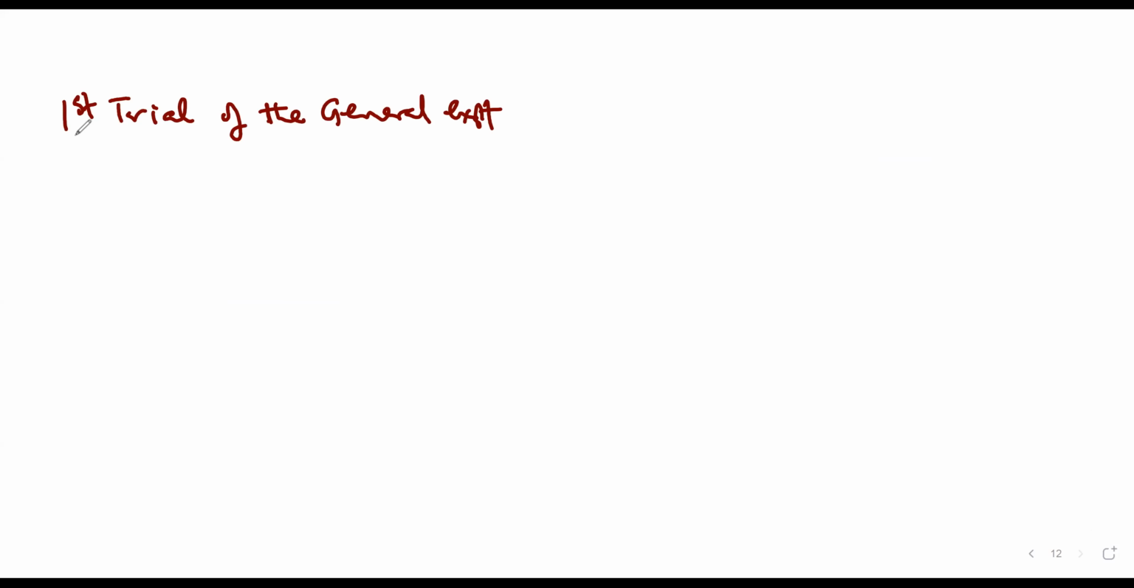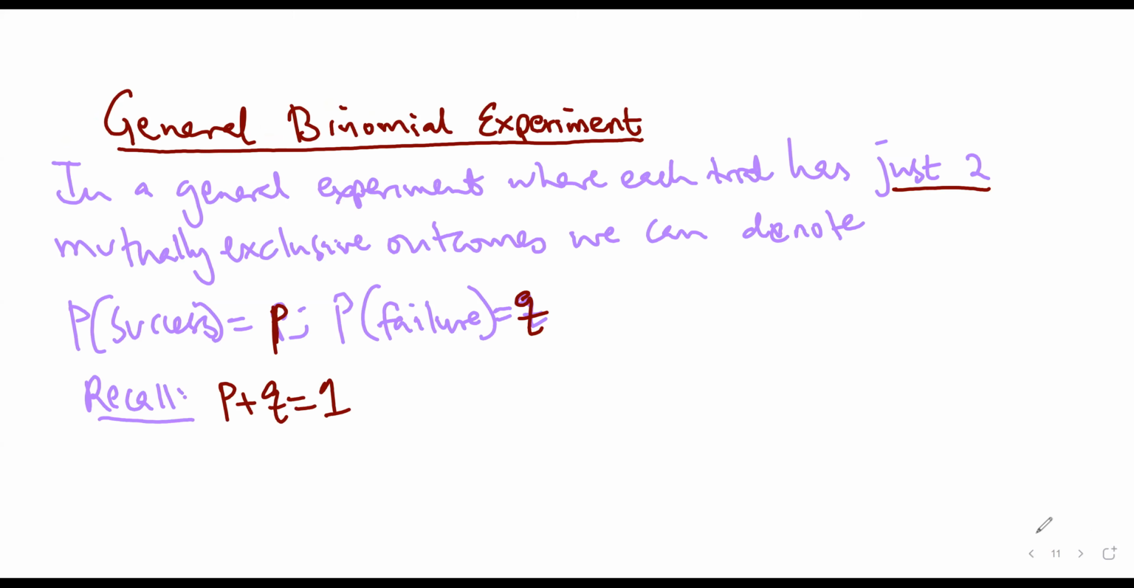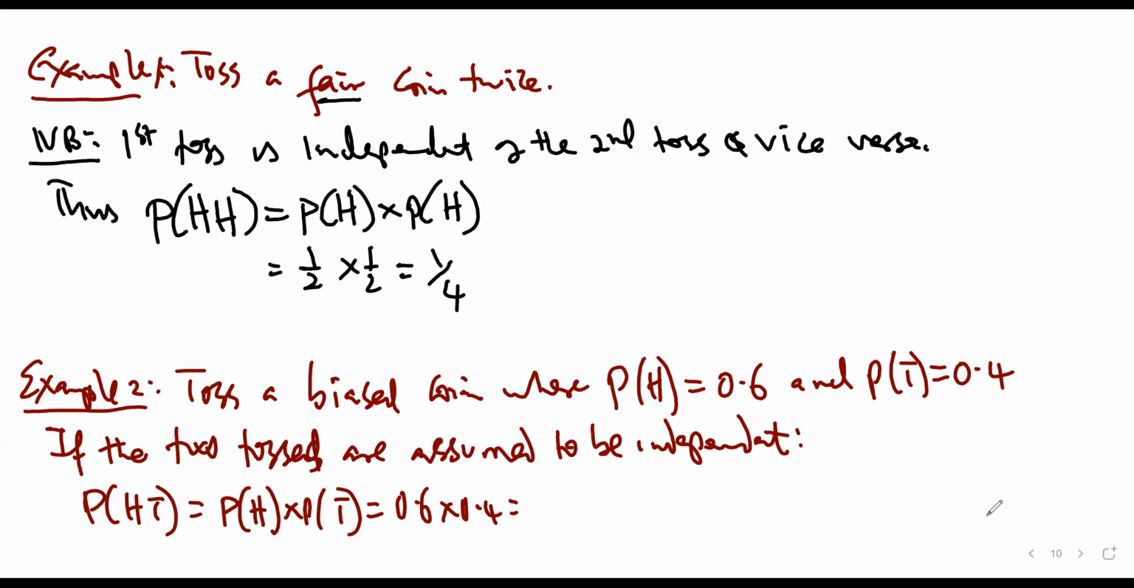The difference between what we are doing now and what we were doing earlier is that now we are just saying that the probability of success is P and the probability of failure is Q, unlike in the previous case where we knew, for instance, that the probability of success was a half, or the probability of getting a head, and so on and so forth.